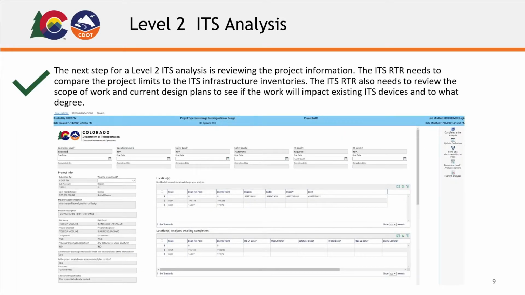The next step for a Level 2 ITS analysis is reviewing the project information. The ITS RTR needs to compare the project limits to the ITS infrastructure inventories. The ITS RTR also needs to review the scope of work and the current design plans to see if the work will impact existing ITS devices and to what degree.